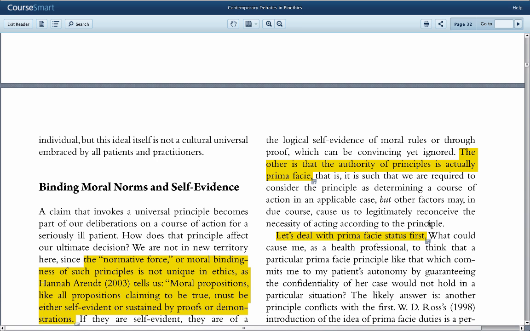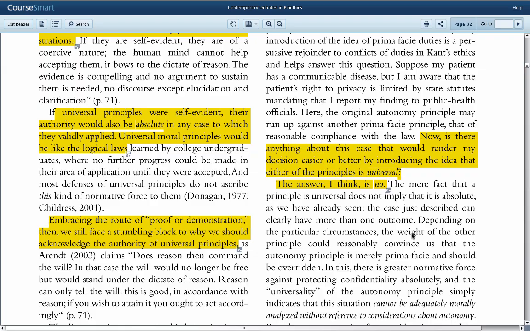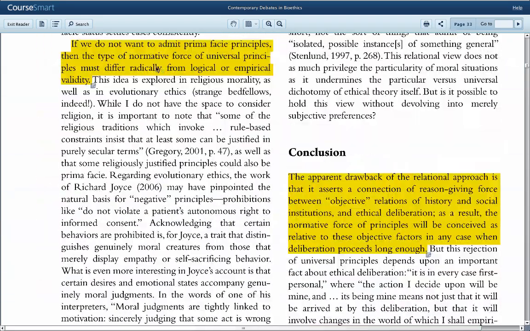So if those are our two options for where the normative force comes from, he considers the prima facie possibility first and argues against that, and then he considers if we do not want to admit prima facie principles, then the type of normative force of universal principles must differ radically from logical or empirical validity. And he considers here both evolutionary ethics and certain kinds of religious morality.